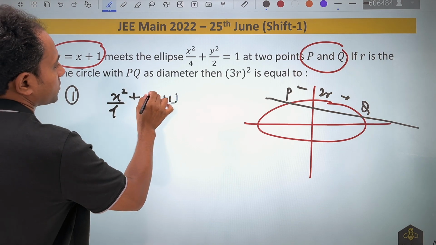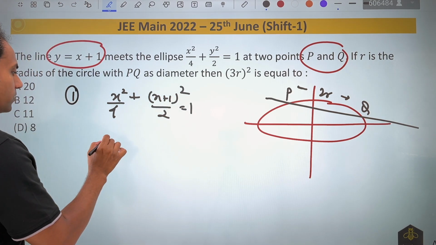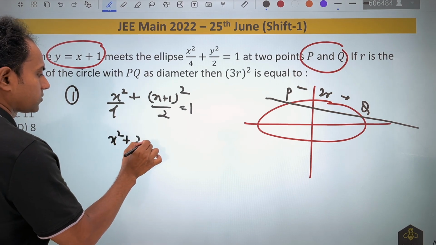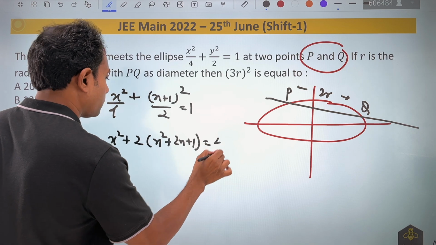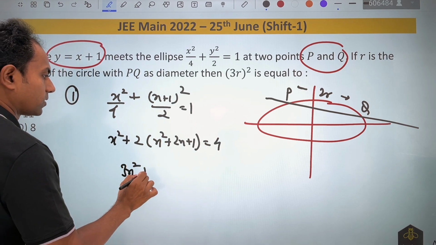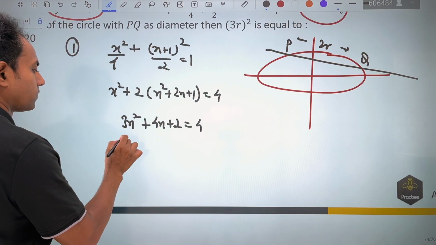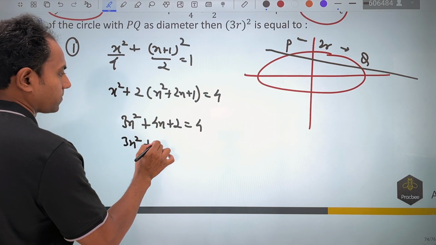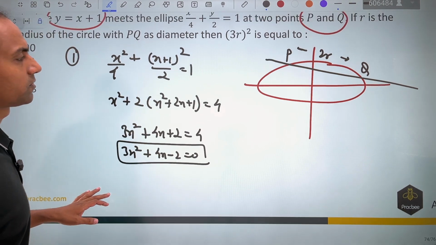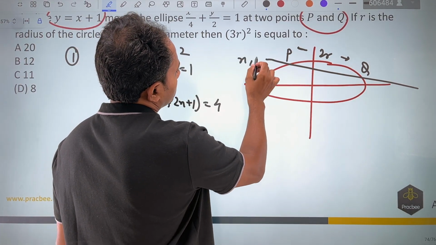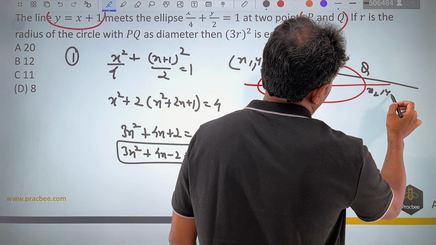This will become (x plus 1) whole square by 2 is equal to 1. So if I write it down, x square plus 2 times (x square plus 2x plus 1) will be equal to 4. So 3x square plus 4x plus 2 is equal to 4. What we are getting is 3x square plus 4x minus 2 equal to 0. We will stop here. We will not exactly find x1, y1. There is a reason behind that. Let us say that this point is x1, y1 and this point is x2, y2.